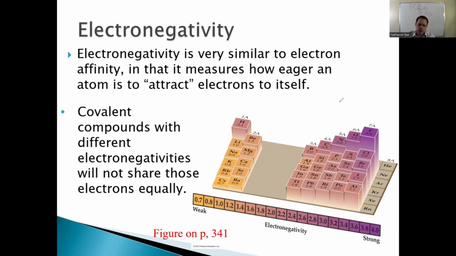And what we can do is determine if a bond is going to be polar or nonpolar by comparing the electronegativities of the two atoms. If the difference between the electronegativities of the two atoms is great enough, then you'll have yourself a polar covalent bond. So what are the cutoffs? Great question.